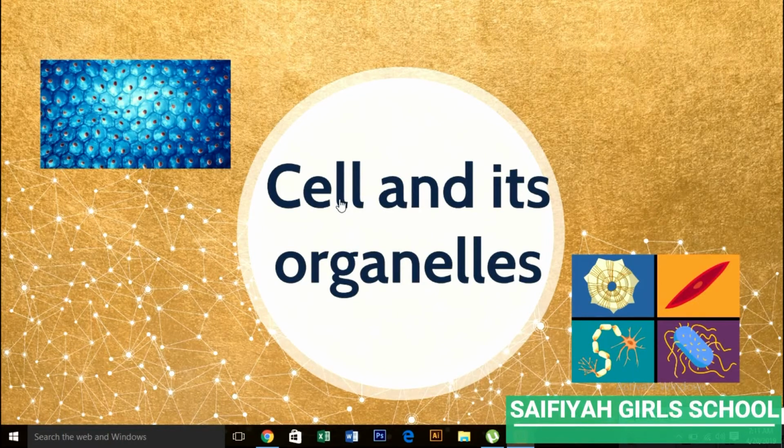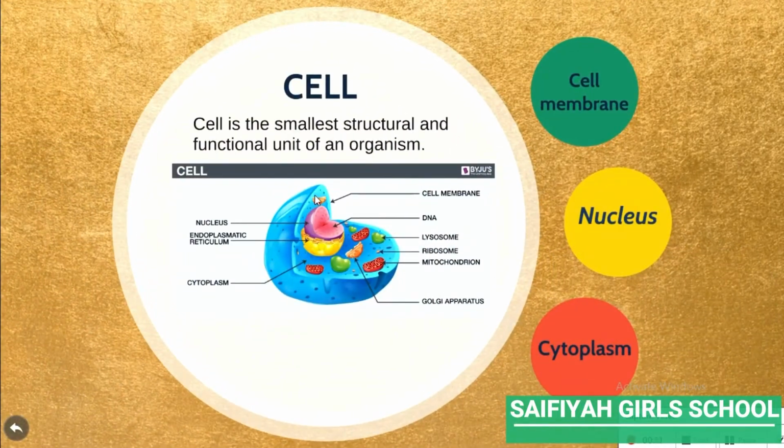So today I'll talk about cell and its organelles. Cell is the smallest structural and functional unit of life. It is often called the building block of life, as life cannot exist without a cell. But do you know, cell is made up of even smaller objects, and these objects are called cell organelles. The three basic parts of cell are cell membrane, nucleus and cytoplasm.